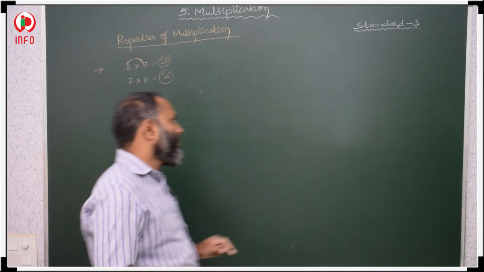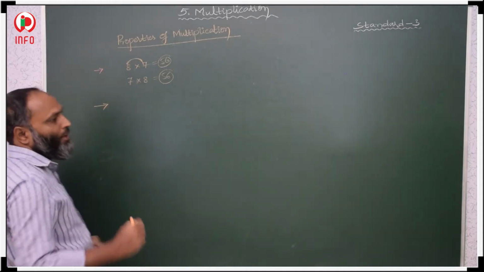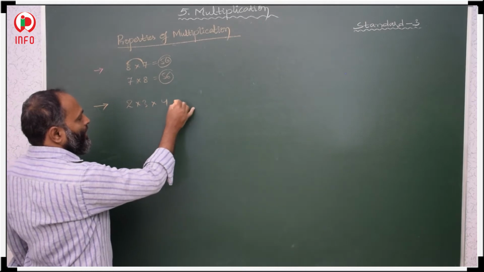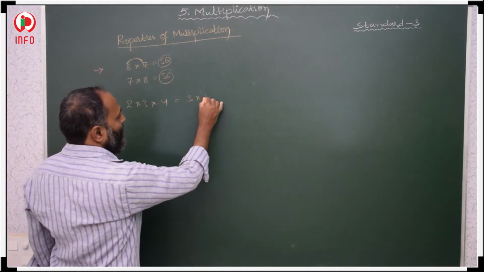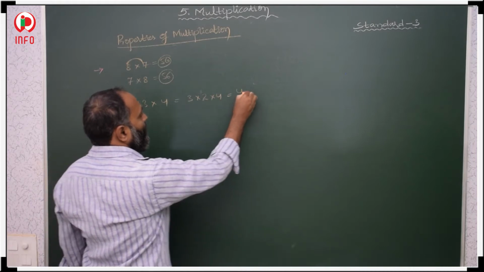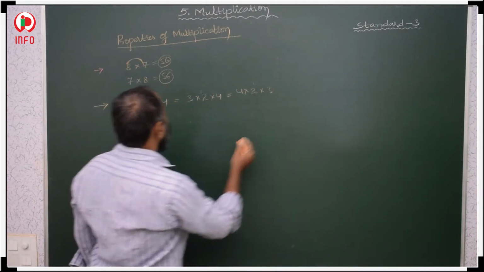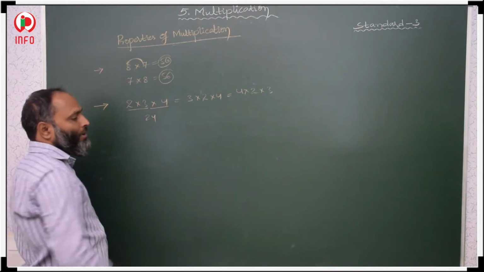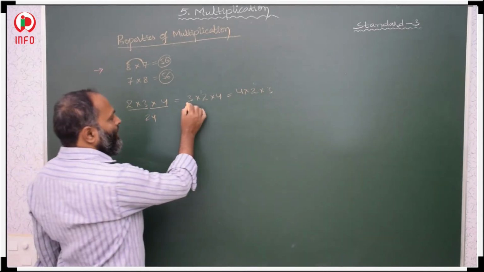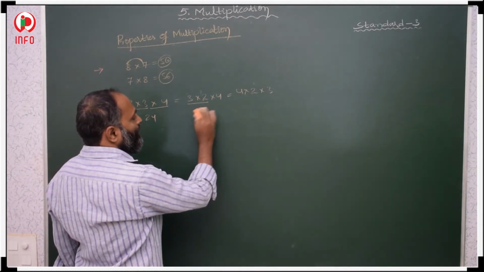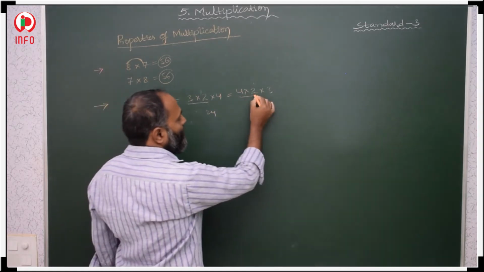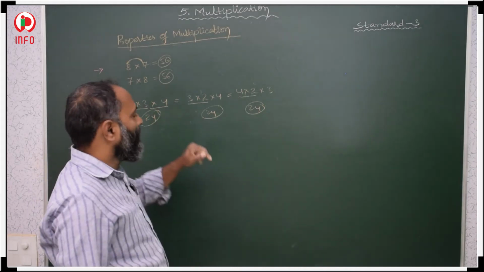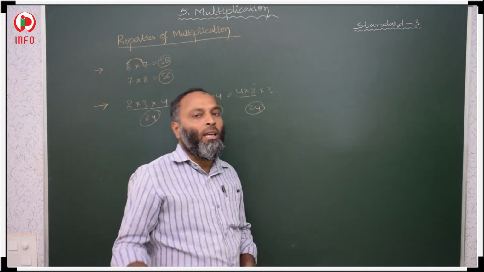The second one: if three multiplicands are there, suppose 2 into 3 into 4. I want to take 3 into 2 into 4, or otherwise 4 into 2 into 3. Then what happened? 2 threes are 6, 6 fours are 24. The product is 24. Here 3 twos are 6, 6 fours are 24. Then 4 twos are 8, 8 threes are 24.